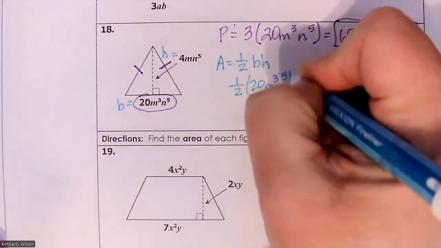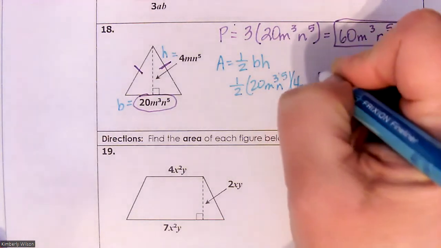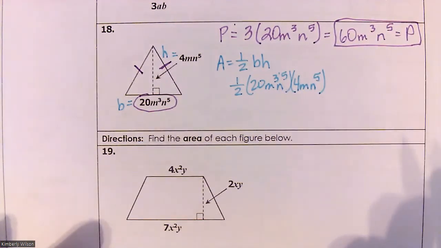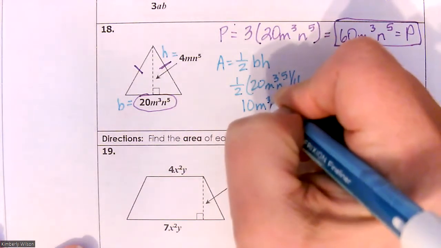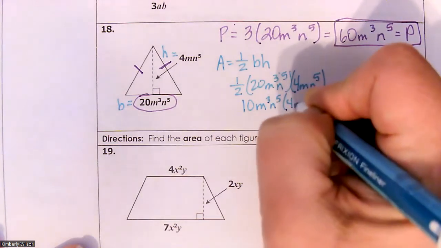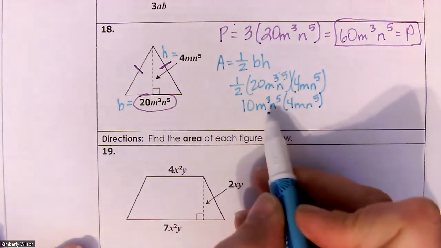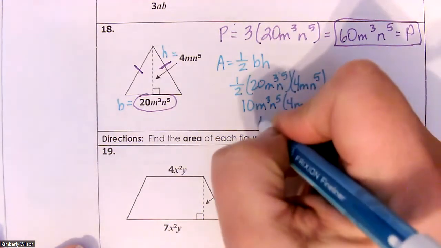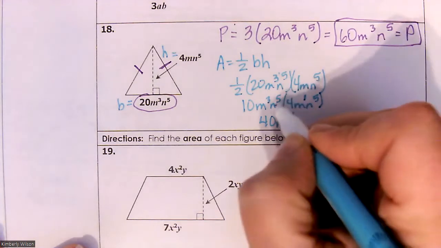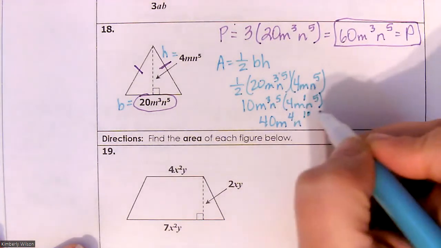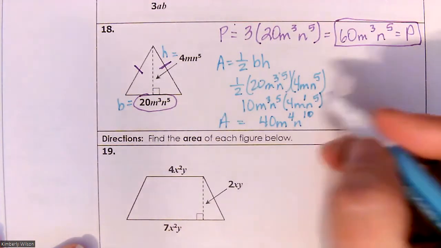N to the 5th. Close parentheses, and we multiply times 4 m n to the 5th. And now we just start simplifying. Well, half of 20 is 10. So I have 10 m to the 3rd n to the 5th, and 4 m n to the 5th. Now we multiply our coefficients, and then we add the exponents. So we have 40 m, 3 plus this 1 to the 4th, 5 plus 5 n to the 10th. So our area is 40 m to the 4th n to the 10th.